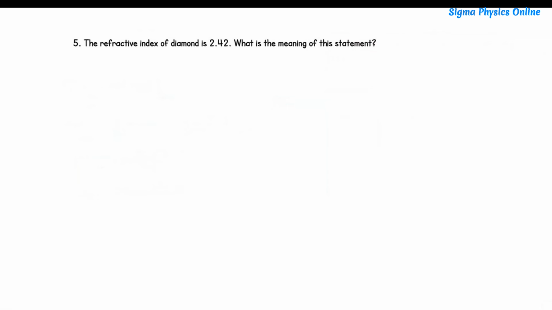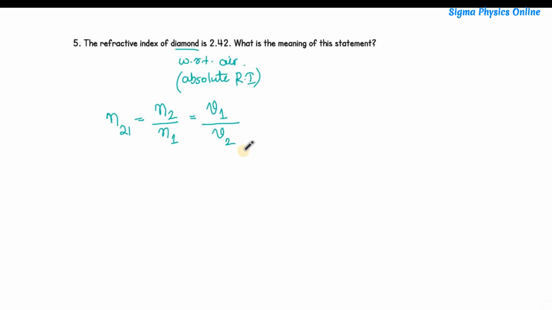The next question is, the refractive index of diamond is 2.42. What is the meaning of the statement? So first let's write down what is the meaning of this statement. So the refractive index of diamond is 2.42. It means the refractive index of diamond with respect to air is 2.42. That is, the absolute refractive index of diamond is 2.42. As per the formula for refractive index, the refractive index of second medium with respect to first medium is the refractive index of the second medium by the refractive index of the first medium, which is also equal to velocity of light in the first medium by velocity of light in the second medium.